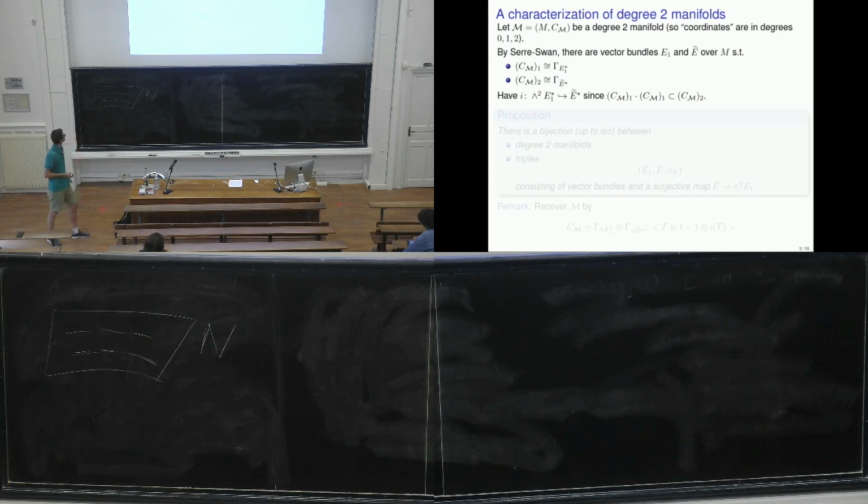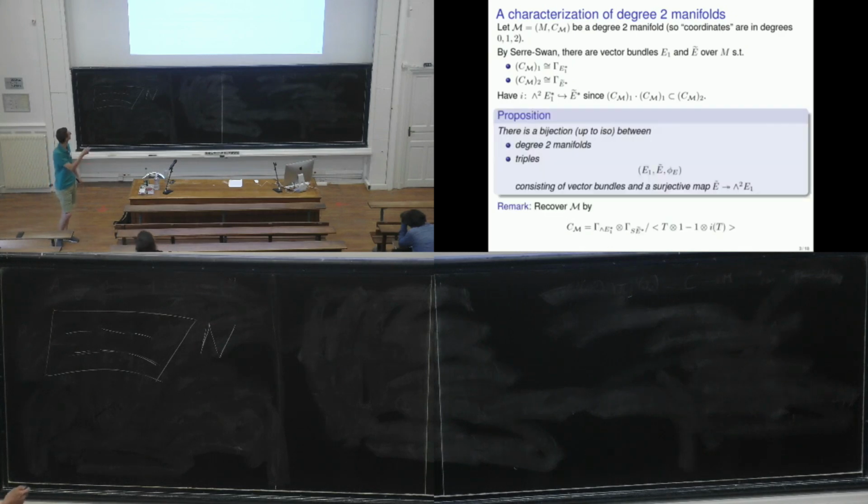The same holds for degree 2 functions. And furthermore, there is a relation between these two vector bundles, because if I take a pair of degree 1 functions and multiply them, I get a degree 2 function, obviously. So I have an injective map that translates into an injective vector bundle morphism that I call I there. And it turns out that this data characterizes, up to isomorphism, the degree 2 manifold.